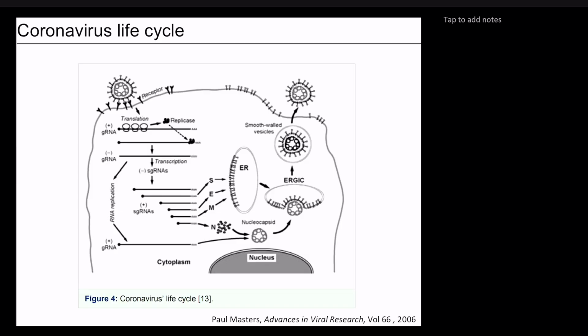So here, this is like a classic virology slide, right? This next slide. What is the life cycle of this virus? How do its molecules get in the cell? Once it's in the cell, how does it copy itself to get back out?